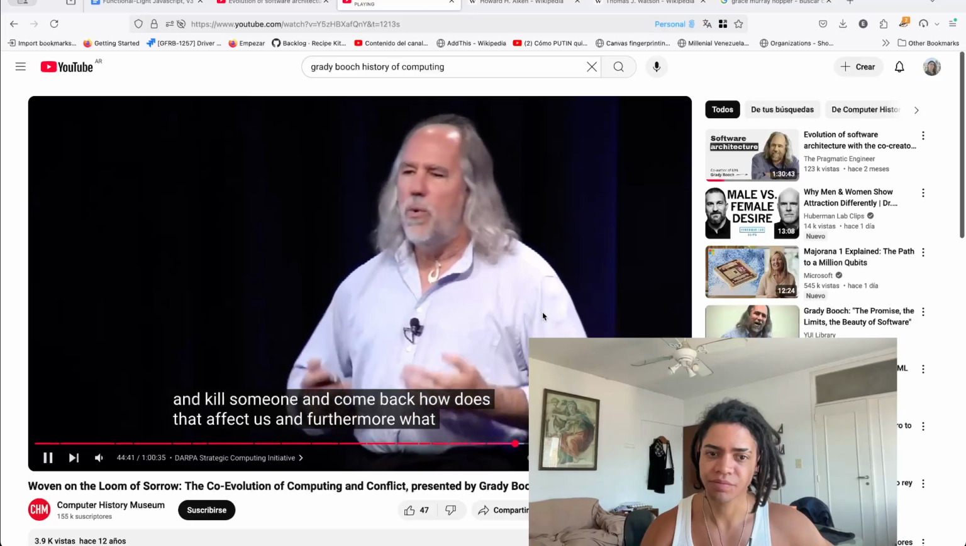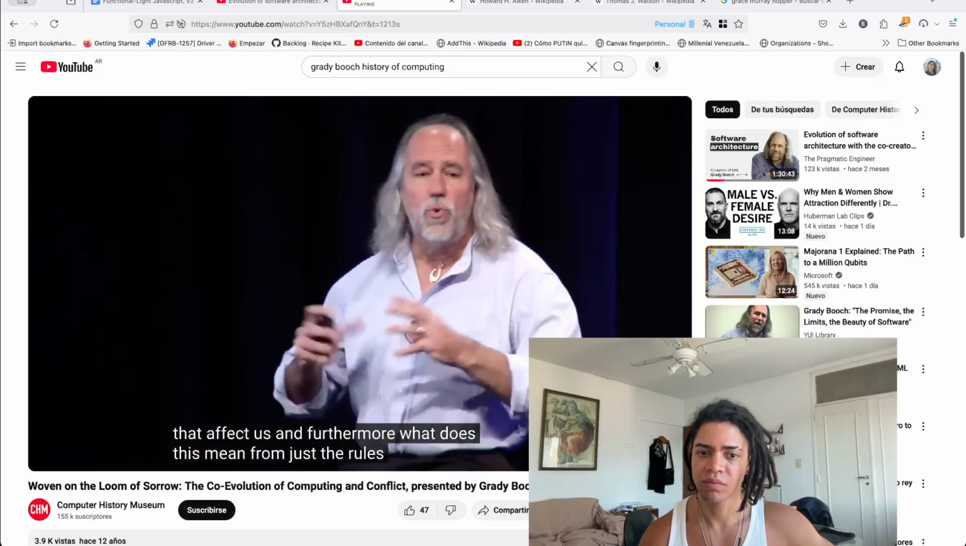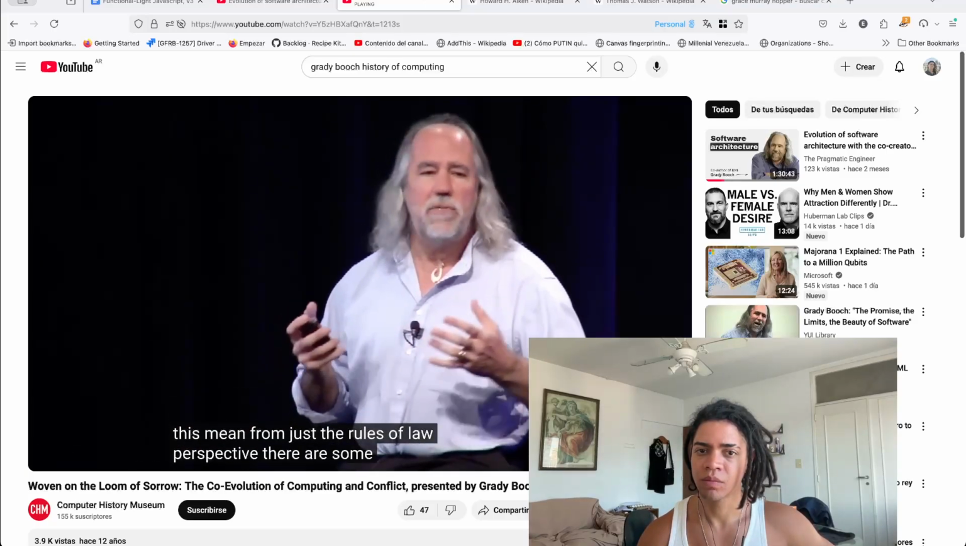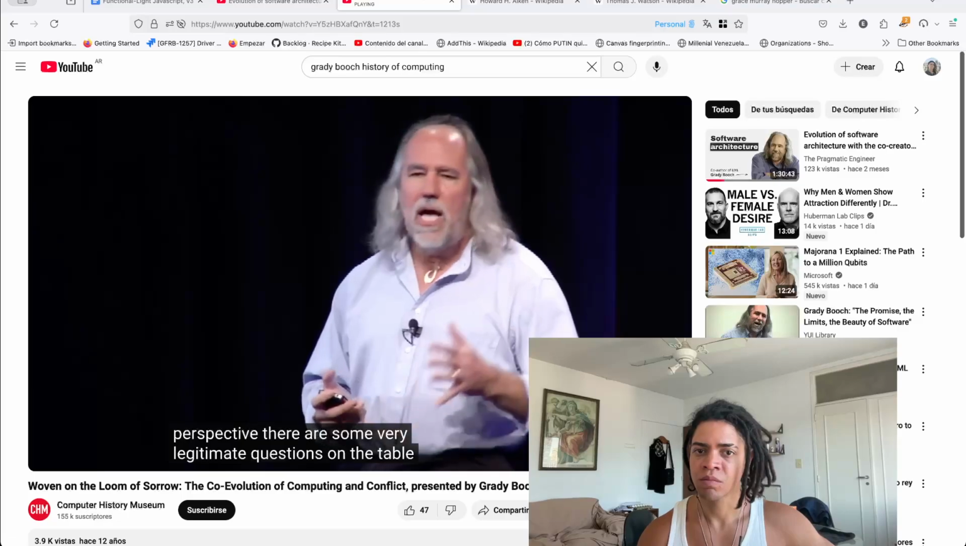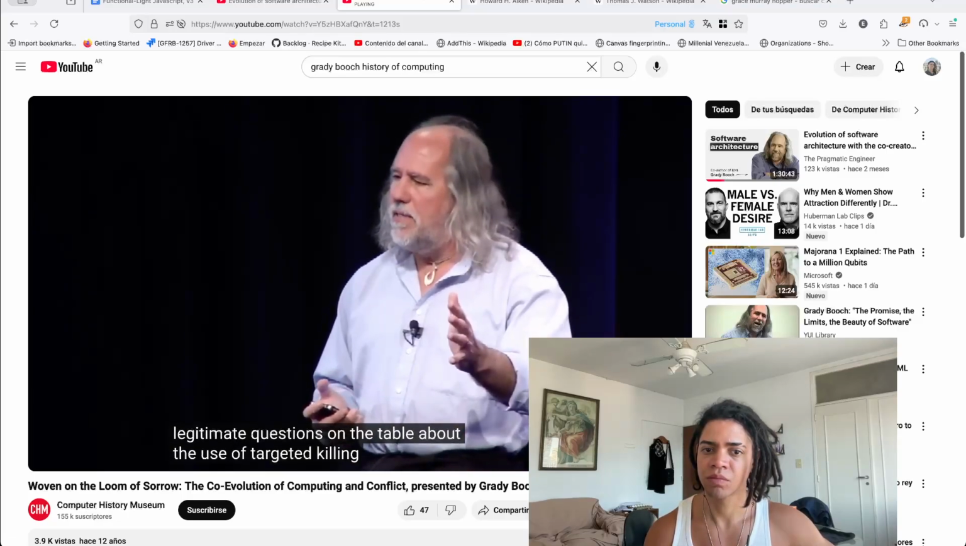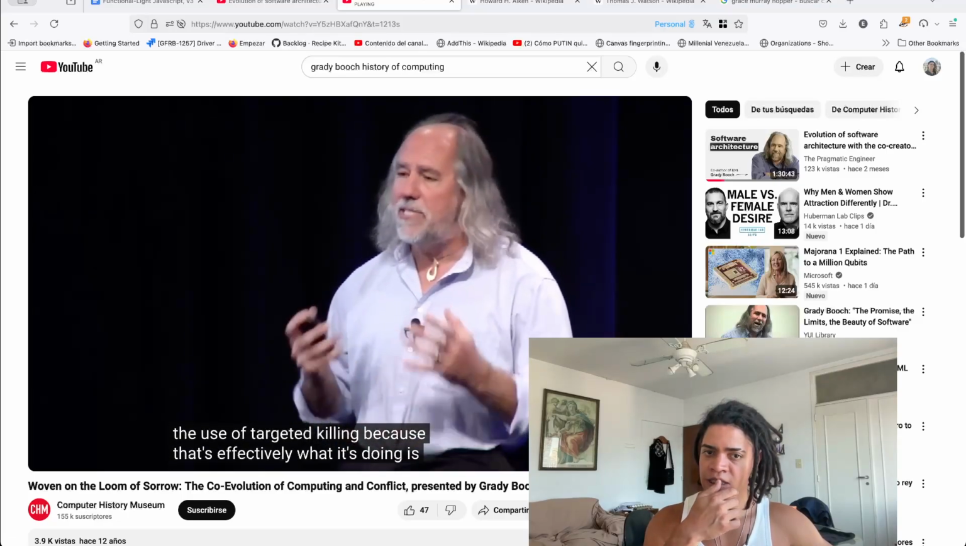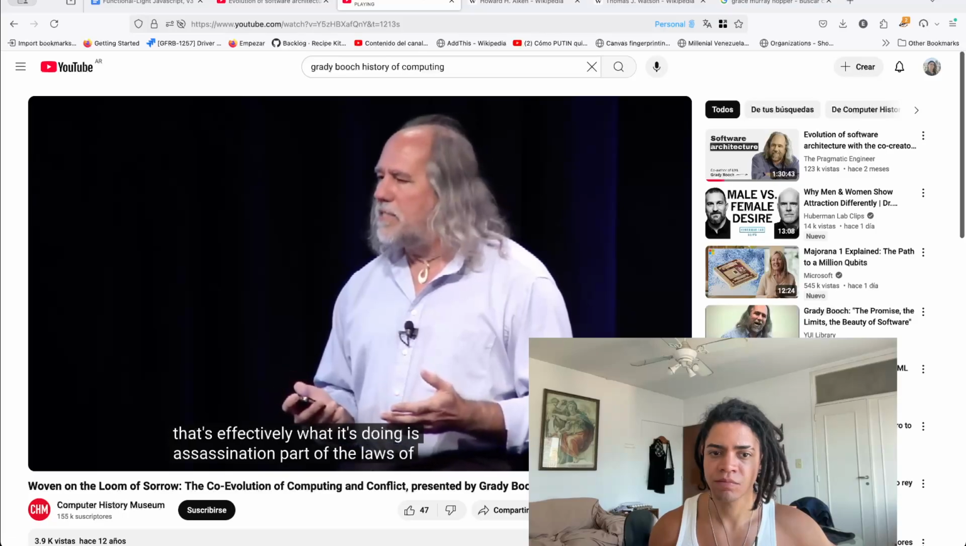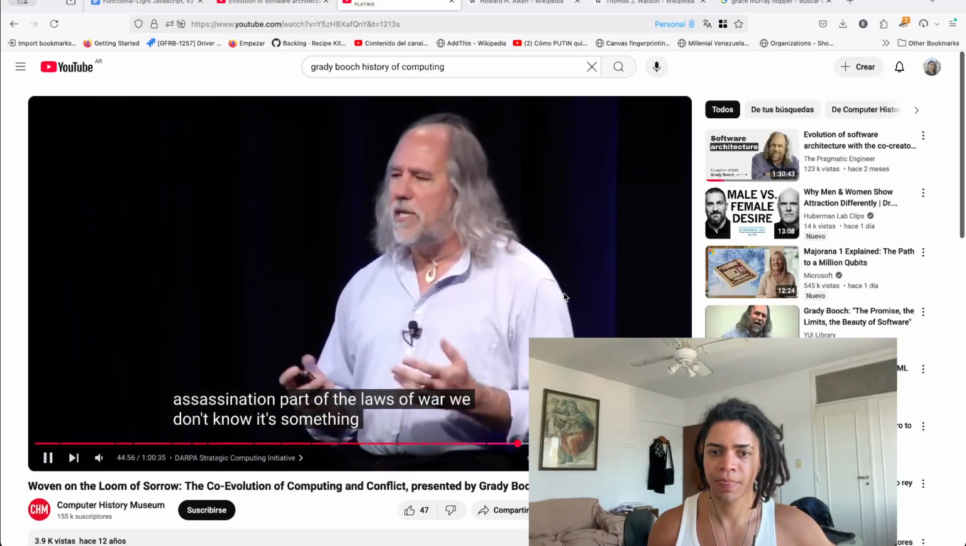And furthermore, what does this mean from just the rule of law perspective? There are some very legitimate questions on the table about the use of targeted killing, because that's effectively what it's doing. Is assassination part of the laws of war? We don't know. It's something that we must consider.